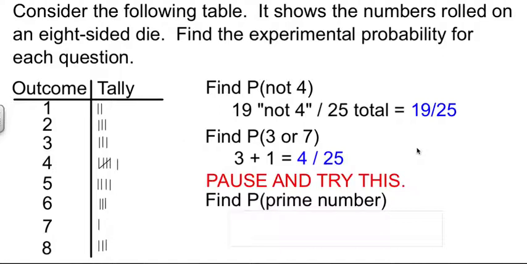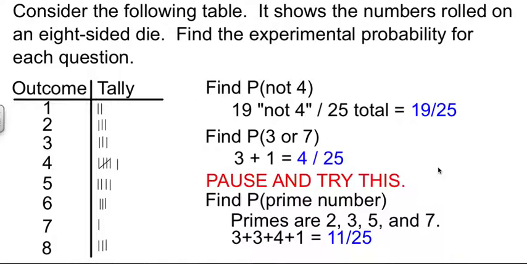And then the last thing I'm going to throw at you here, I'm going to ask you to pause the video once again and try this problem. Find the probability of getting a prime number. Remember, a prime number is a number that's only divisible by 1 and itself. And here's a hint, 1 is not considered a prime number. So pause the video, try it, come back, and we'll check your answer. So in this grouping, the only prime numbers are 2, 3, 5, and 7. We got 3 there, 3 there, 4 there, and 1 there, for a total of 11 out of 25 were prime numbers.